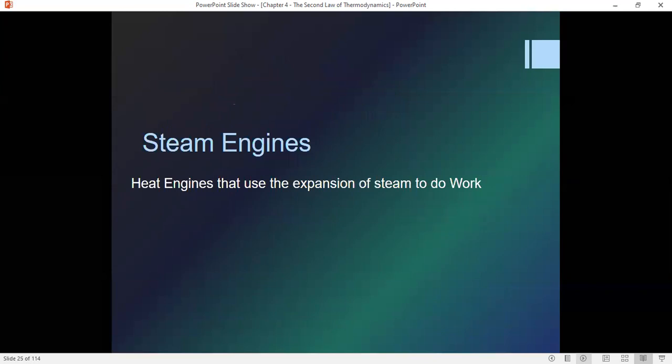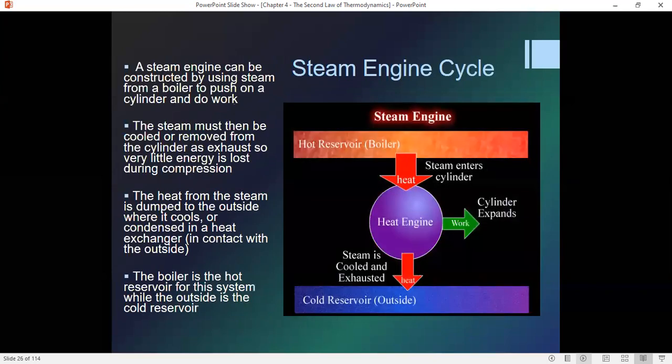Now, there are different types of heat engines, and really, of course, the most important heat engine that started everything was the steam engine. And of course, the steam engine, we took energy from a boiler. Okay, that boiler would be heated by some fuel, normally coal. This steam would go into a piston, which would be the heat engine. The piston would expand, do work, and then the excess heat from the steam would be dumped into the environment. Steam would be cooled or would be exhausted. And that's how the steam engine would work.